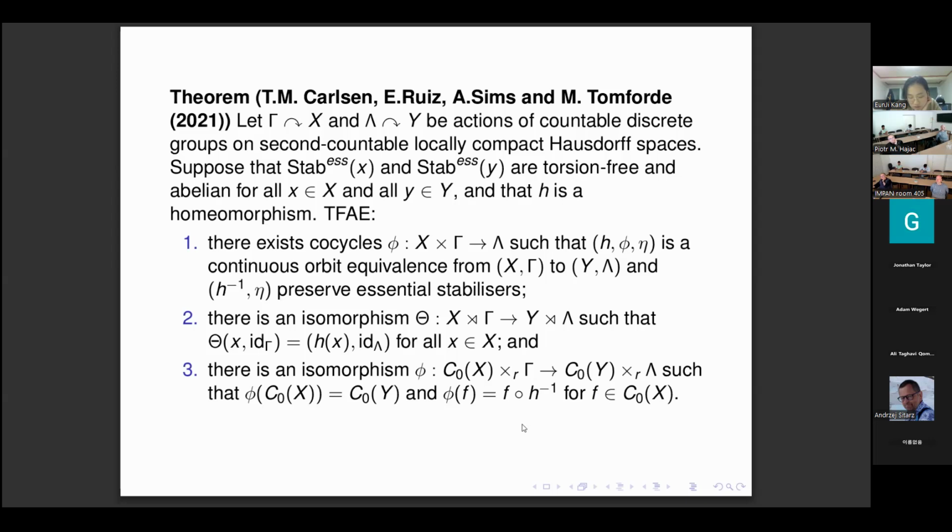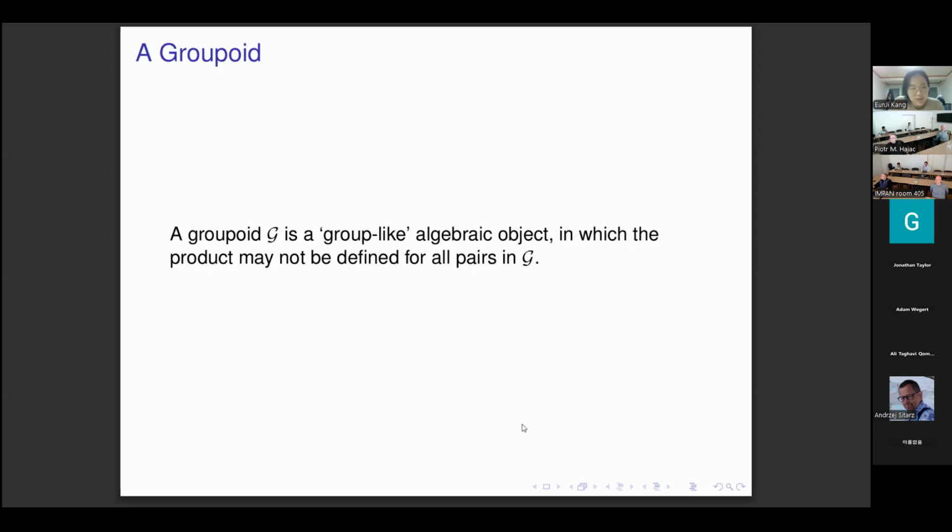And one such direction is the work of Carlson, Lewis, Sims, and Tomforde, which characterizes continuous orbit equivalence for global actions via groupoid and crossed-product isomorphism under the assumption of torsion-free and abelian essential stabilizers. I won't go into the detail here, as I will be extending this result to the setting of partial dynamical systems, and will present the details in the context of partial dynamical systems. So from now, I will start my talk here.